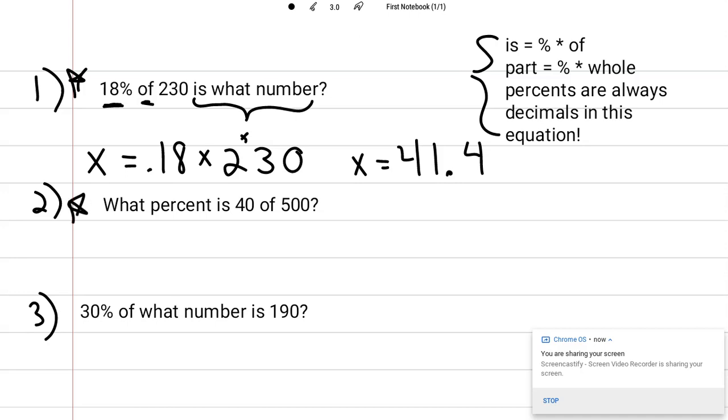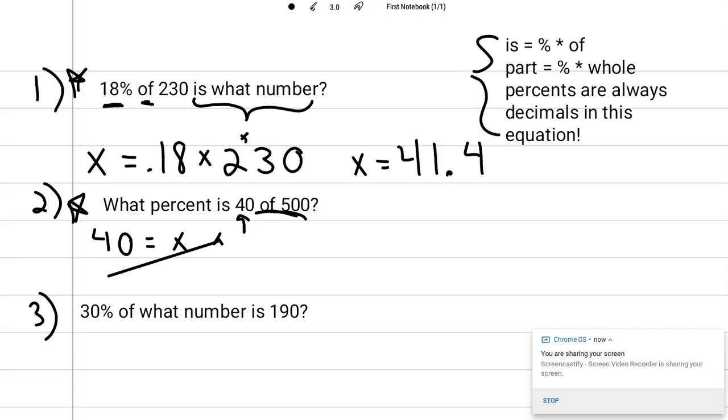Let's look at this next one here. What percent is 40 of 500? So we have this big whole here, which is 500. That's my big piece here. And I have this little tiny piece that is 40. I want to know what percent that 40 is really representing of that 500. So the is going to be my 40 in this case.